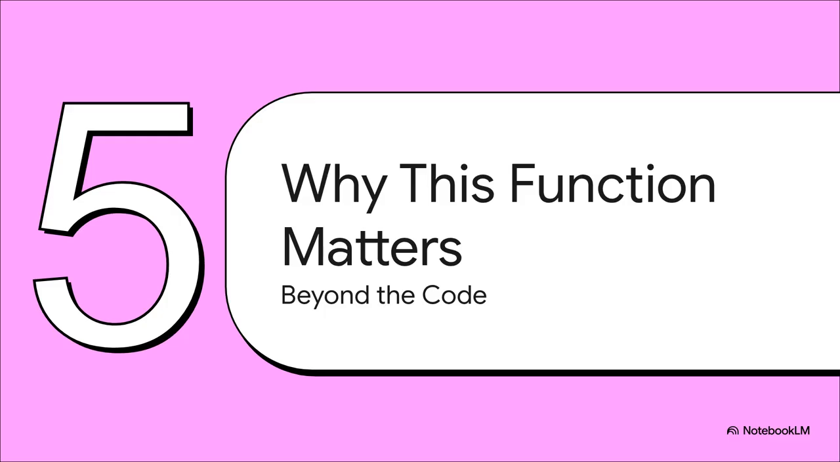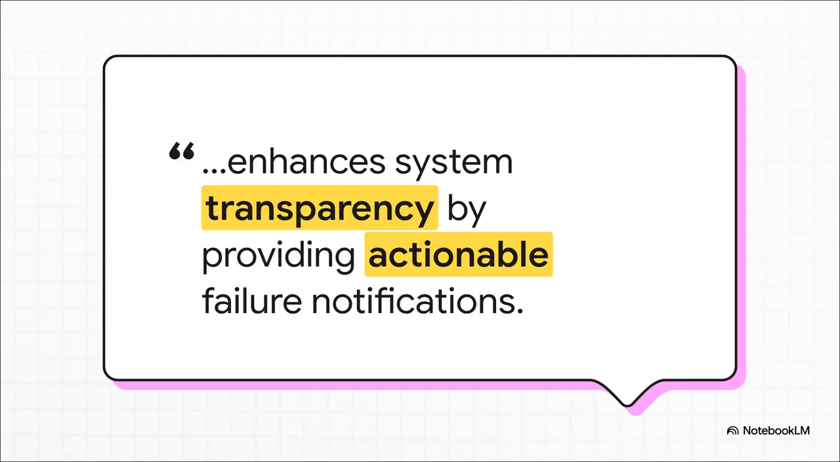Okay, so we've seen all the nuts and bolts of how it works, but let's zoom out for a second. Why is a seemingly small background function like this so important in the grand scheme of things? The ultimate goal here isn't just about sending an email. It's about creating transparency. The system turns a moment of absolute confusion into a clear, actionable notification. It gives the user power by telling them exactly what went wrong.